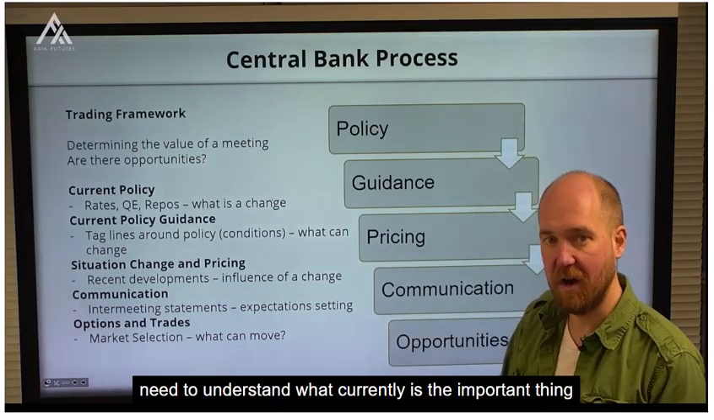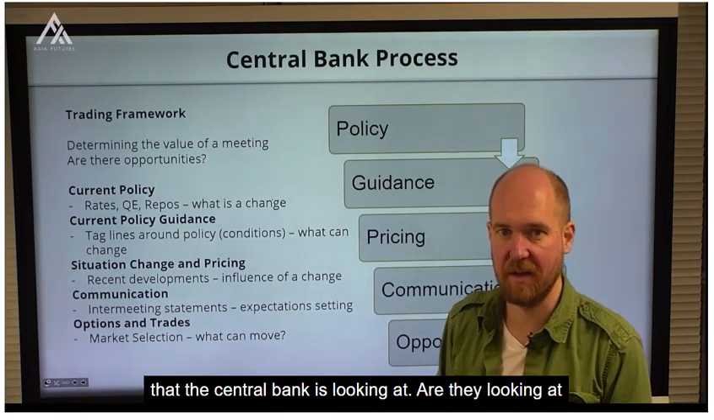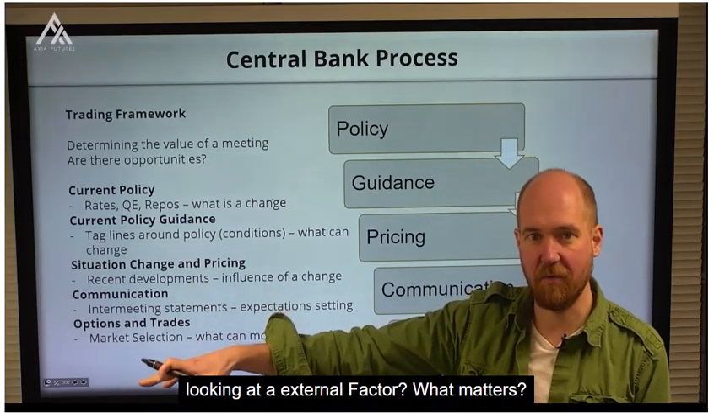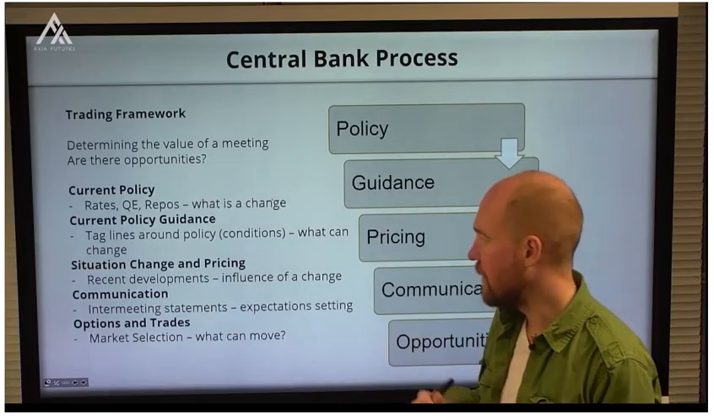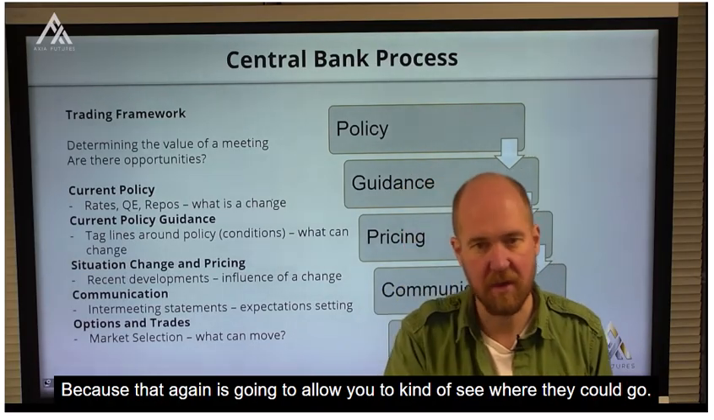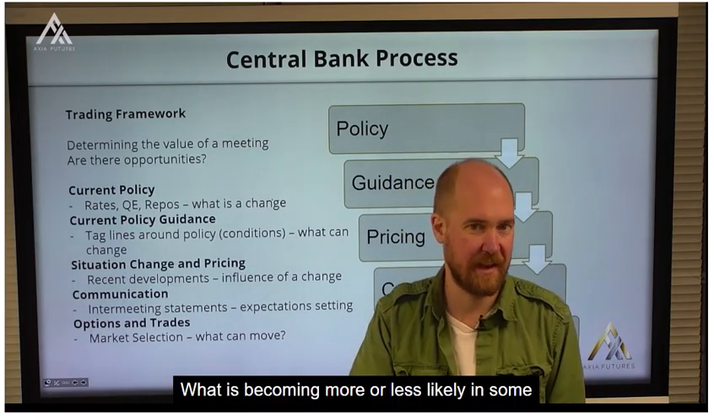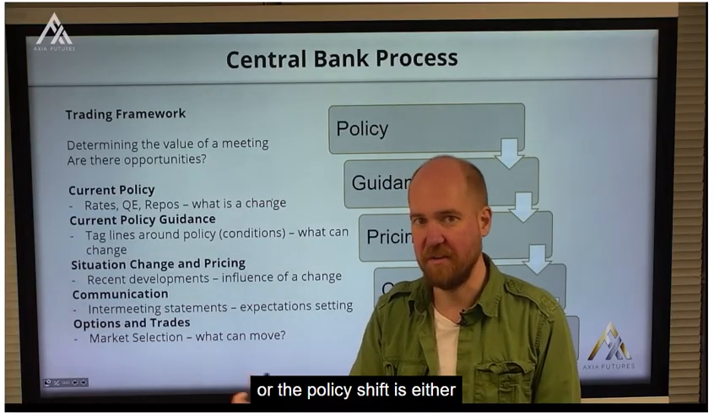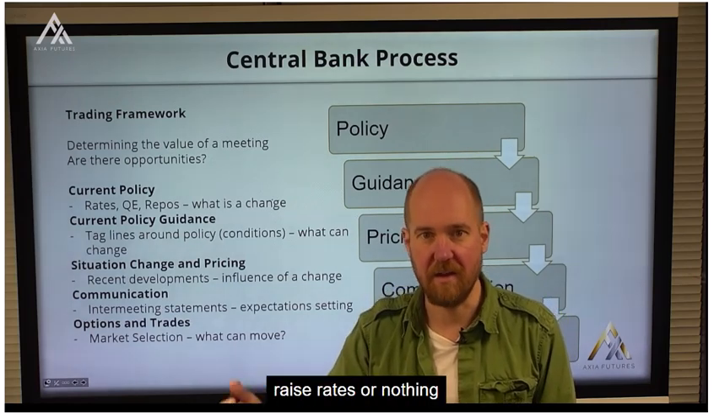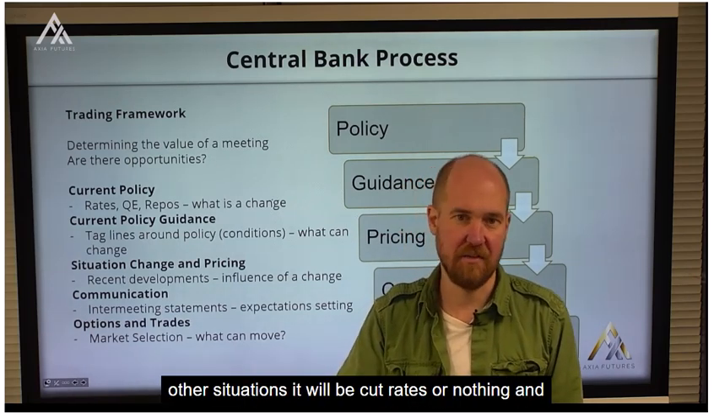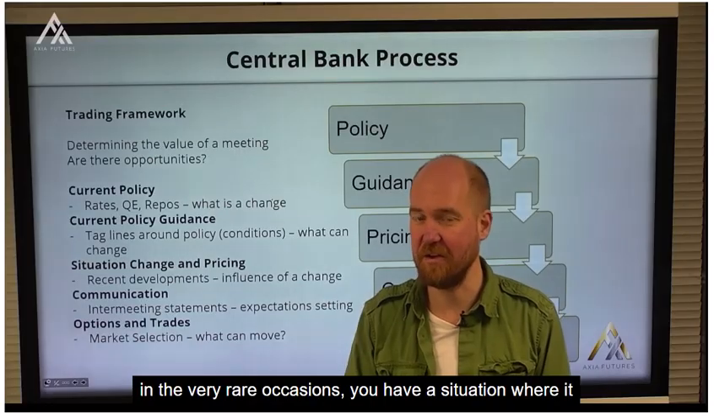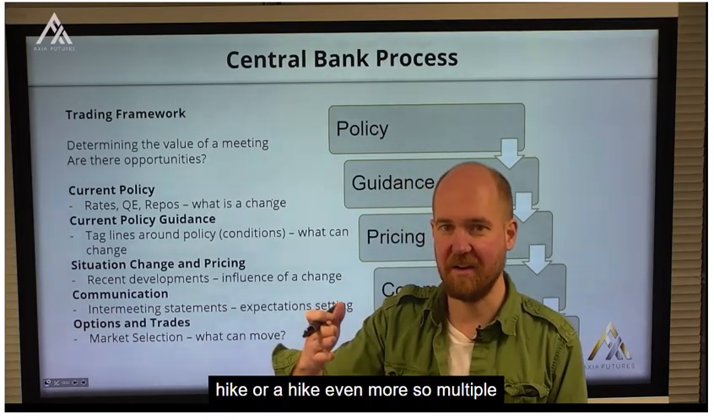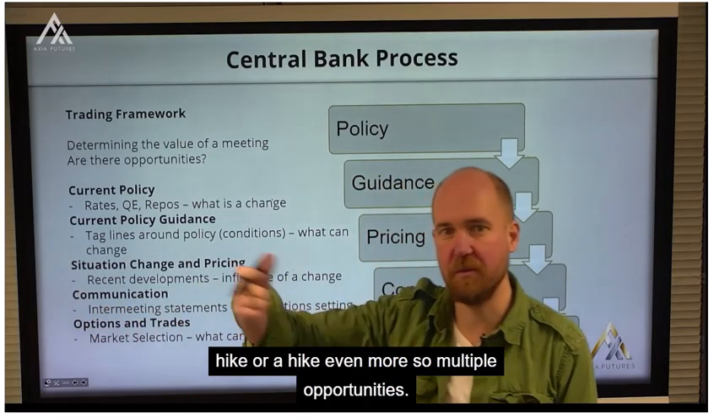So you need to understand what currently is the important thing that the central bank is looking at. Are they looking at inflation? Are they looking at growth, unemployment? Are they looking at an external factor? What matters? Because that, again, is going to allow you to see where they could go. What is becoming more or less likely? In some situations, it's going to be clear that the policy shift is either going to be raise rates or nothing. Other situations, it will be cut rates or nothing. And on very rare occasions, you have a situation where it could be a rate hike, it could be a rate cut, or a hike or a hike even more. So multiple opportunities.